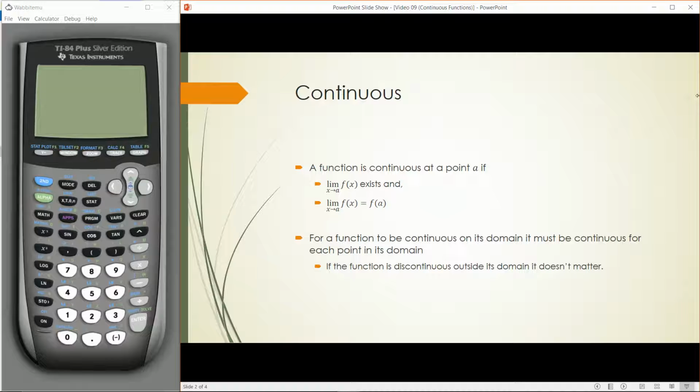So, for a function to be continuous on its domain, it needs to be continuous at each point in its domain. So if the function is discontinuous outside its domain, it doesn't matter. If we're looking at certain functions, they could be discontinuous, but as long as those discontinuities are outside of its domain, it does not matter.